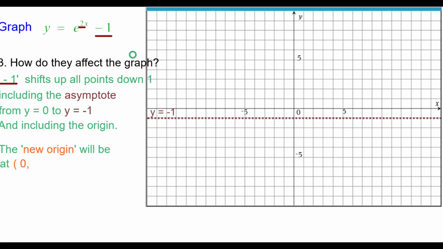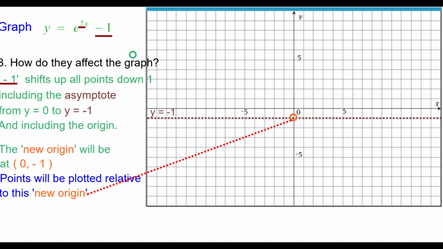The new origin will be at 0, negative 1, because all points shift down 1. The x is not affected here. So let's go ahead and plot 0, negative 1. And all points will be plotted relative to this so-called new origin.